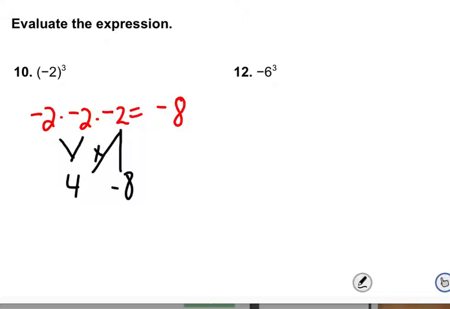What is it telling me to multiply here? What's it telling me, Savannah? Negative 6 times 6 times 6. Right. It's saying the opposite of 6 times 6 times 6.